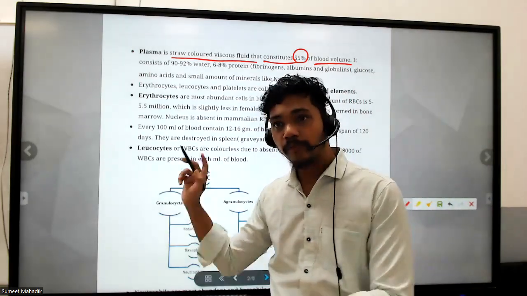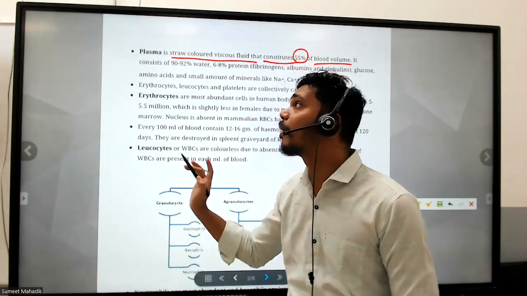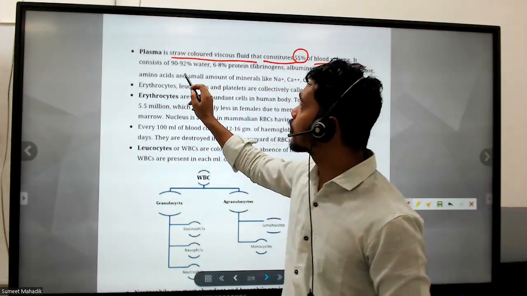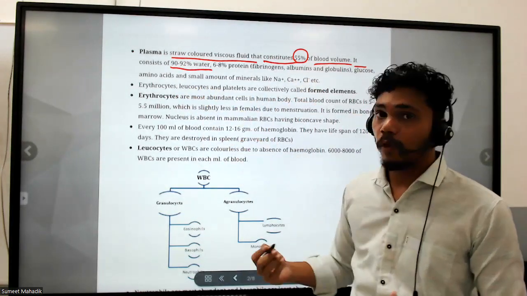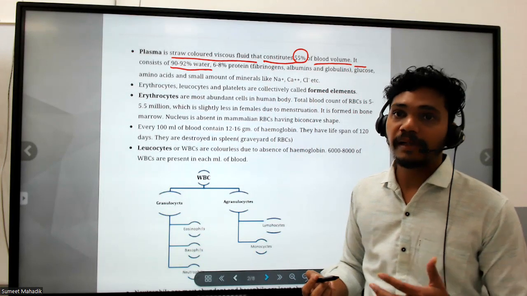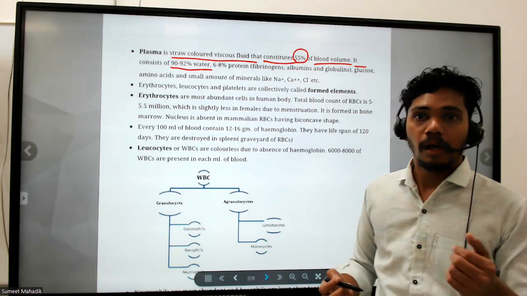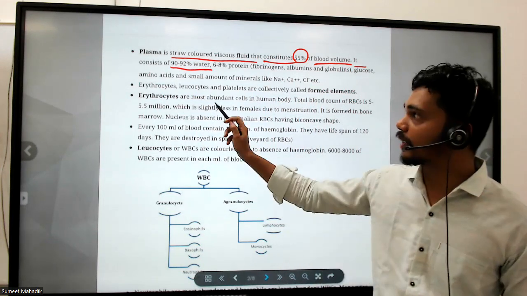45% is form element. 55% is what? Plasma will be there. It consists of about 90% of water. That's why water is needed, right? If you feel dehydrated, we'll feel some sickness. Why? Because water has to be there.